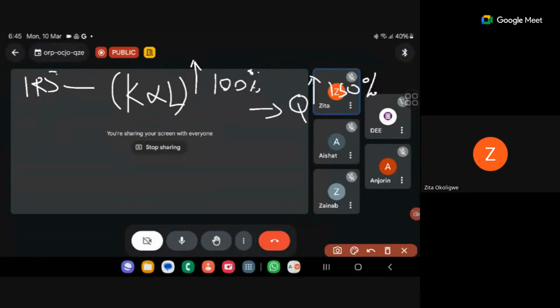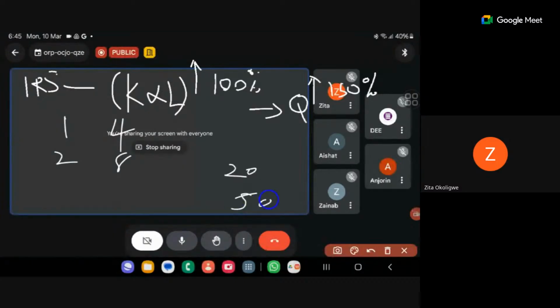For example, if you move your capital from 1 to 2, and your labor moves from 4 to 8, we find that this is a 100% increase. The output grows beyond this 100%. For example, if your output grows from 20 units to 50 units, this is a 150% increase.